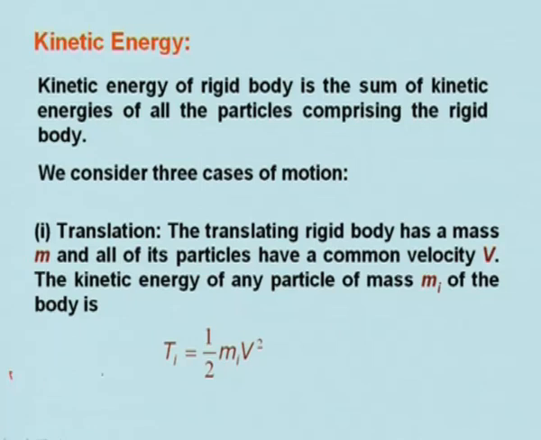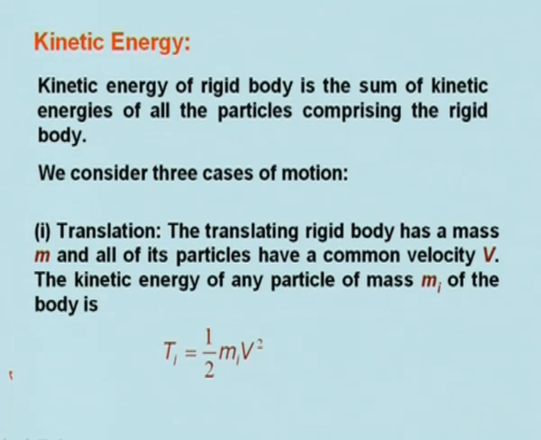So, kinetic energy of a rigid body is the sum of kinetic energies of all the particles comprising the rigid body. A rigid body consists of so many particles. We can consider that a rigid body consists of an infinite number of particles, each particle of mass tending to 0, and therefore we will have some kinetic energy. Instead of summation we have to do integration, but actually the definition is that kinetic energy of a rigid body is the sum of kinetic energies of all the particles comprising the rigid body. In a continuous system, integration is basically summation.